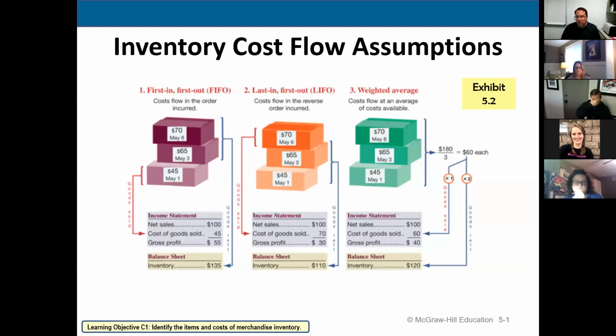We'll do specific identification on the high-end pieces, at least. So those are, I guess, the 4 ways that businesses deal with inventory cost flow assumptions. A couple of features here on the screen. First in, first out, again, assumes that the oldest inventory you have is the first to sell.